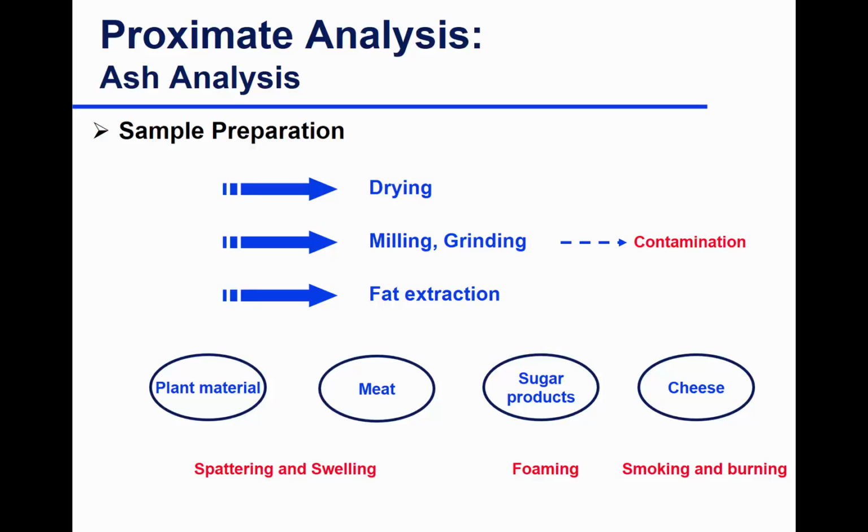Oftentimes you need to extract the fat, which we didn't do for the cheese analysis. We did not extract the fat prior to ashing, but there is a step you can do to avoid problems with the fat. So theoretically and ideally, you extract the fat to avoid any smoking of your sample. But another way around that is you just take your sample, weigh it in your crucible, and then put it on a hot plate so you can burn off your fat. You can get rid of the smoke before you put it in the muffle furnace.